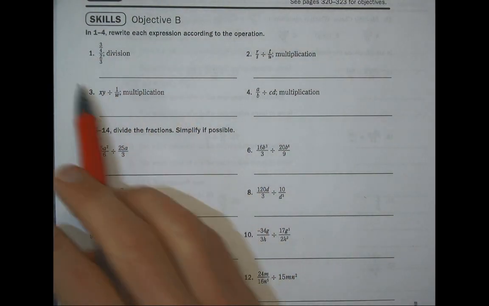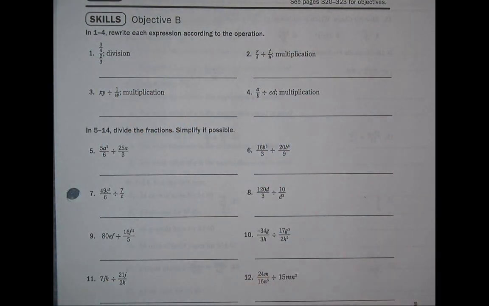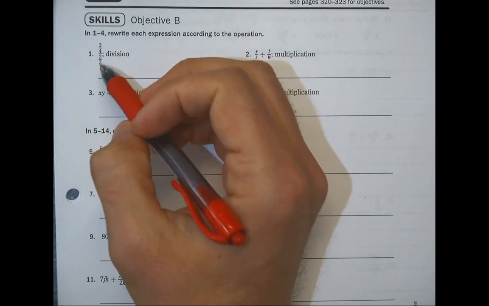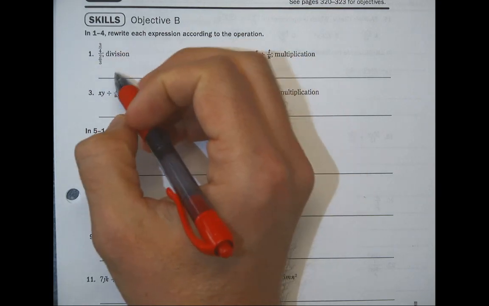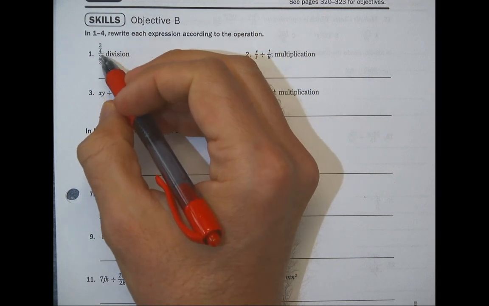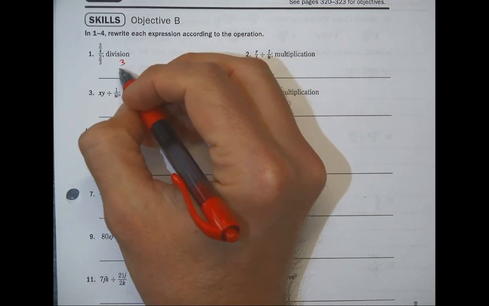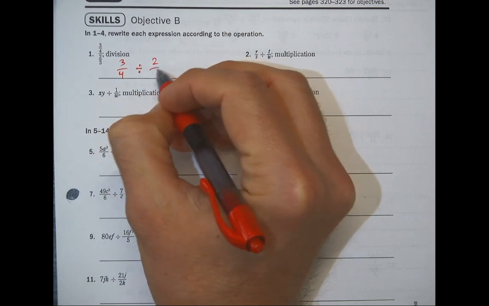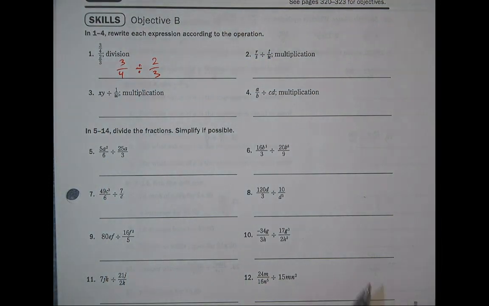We have to flip it to multiplication first. Okay, so before we get to that, 1 through 4, we're going to rewrite these now as whatever operation it asks us to. So we're going to rewrite this as division, so straight across. So this already says 3/4 divided by 2/3. They want us to write that as division, so what they're talking about is just this, 3/4 divided by 2/3.